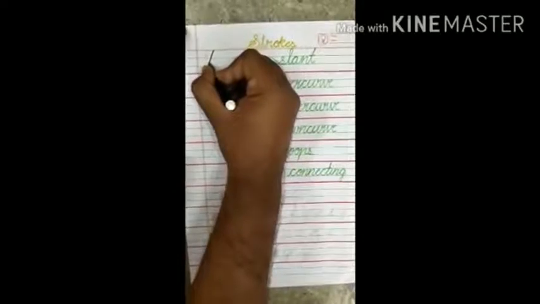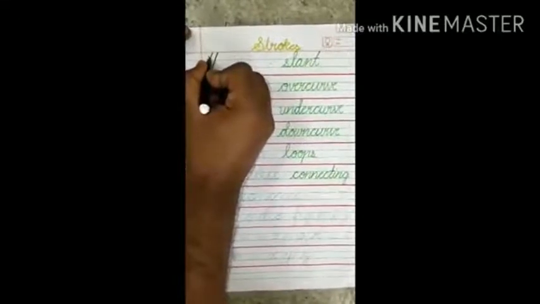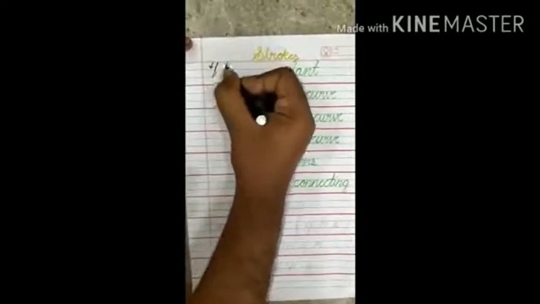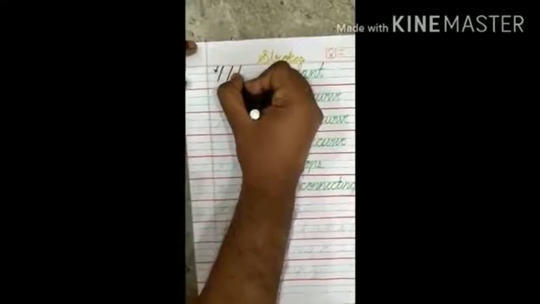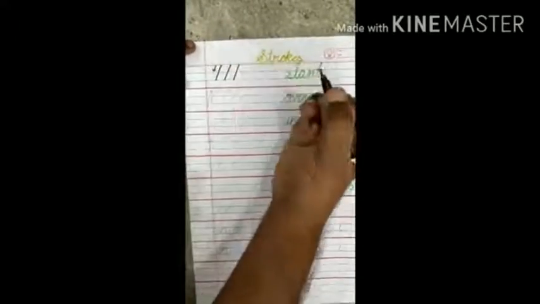We have to draw a slanted line like this. How? From the top line we have to start and go to the bottom in this direction, from the top line to the base line, a slanted line. This is called a slant. And another type of slant is from the midline to the baseline, like this. These are also slants.